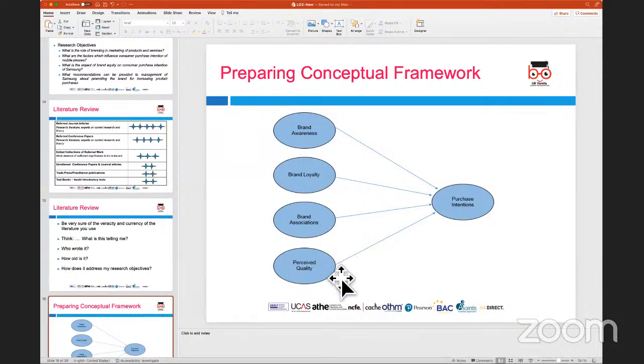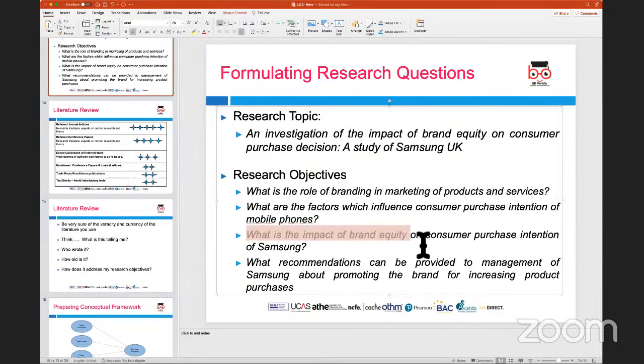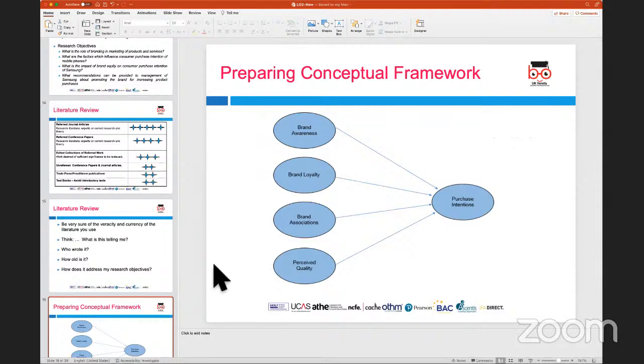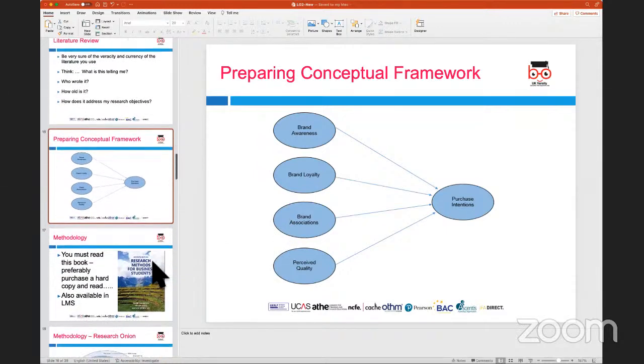So in this case, you are looking at taking into account the main pillars that you're going to be studying, and how they relate to your main objective, which is the impact of brand equity on consumer purchase intentions of Samsung. So this would help you create what is called a conceptual framework.